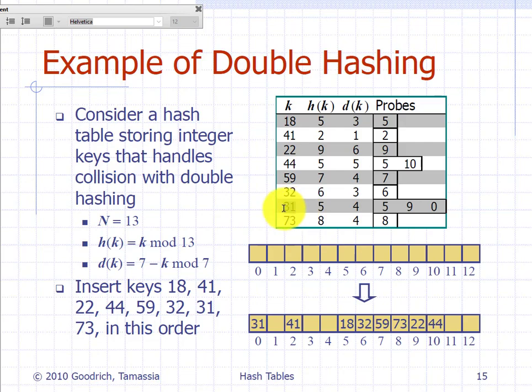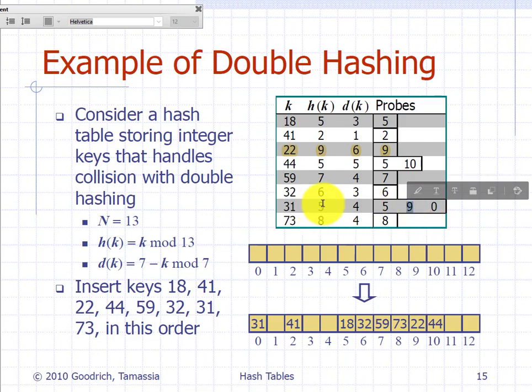Then 31. We use our first hash function, we get a 5. We can't because 18 is hashed to 5. So we need to probe again. We do the second hash function, which gives me a 4. So we add 4 plus 5 is 9, and we're going to now look at 9. But we can't because 22 was hashed to 9. See? We can't. So what do?